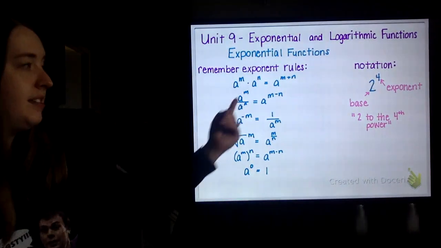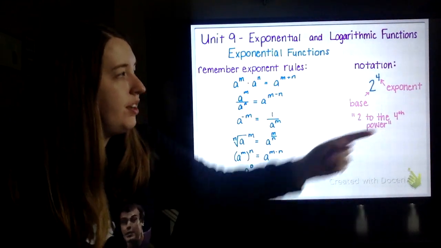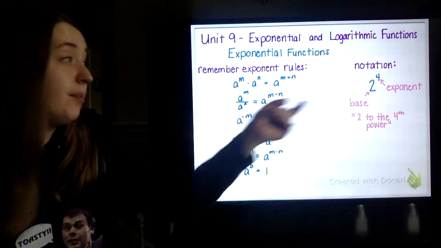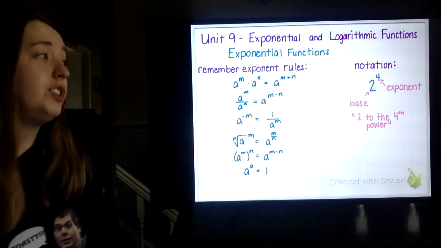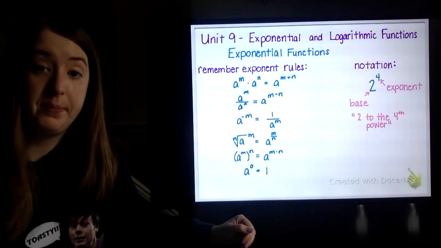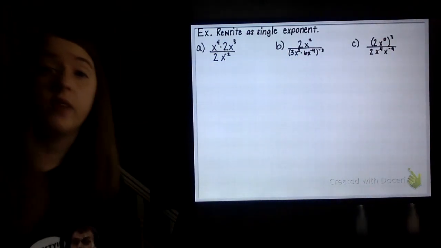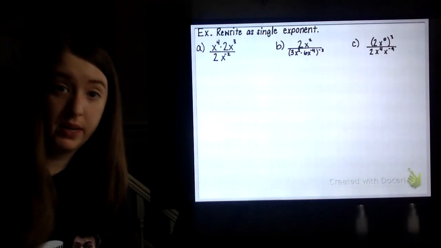Just some notation, just so we know. Earlier I talked about the base always being the same. It's always a. The base is that number that you're taking to a power, and that power is called your exponent. So that we would call 2 to the 4th power. Now we want to go through and write all of these as a single exponent.